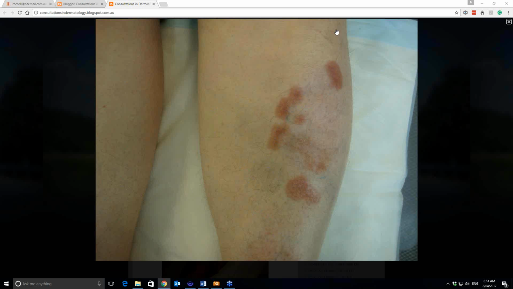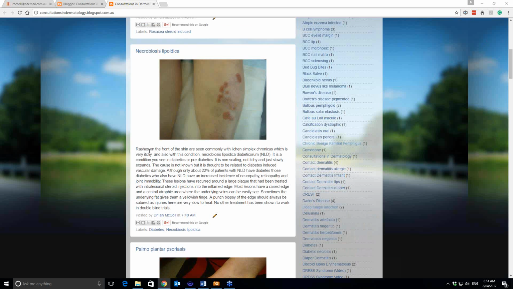We'll slip back basically to the text here. The condition, as I say, is seen in diabetics and pre-diabetics, non-scaly, not itchy, it just slowly expands.